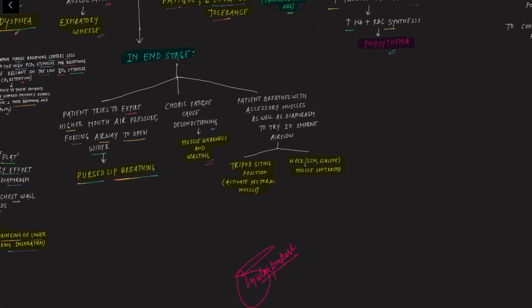The patient breathes with the accessory muscles as well as the diaphragm to try to improve airflow. Tripod position activates the pectoral muscles. Neck sternocleidomastoid and scalene muscles contract.